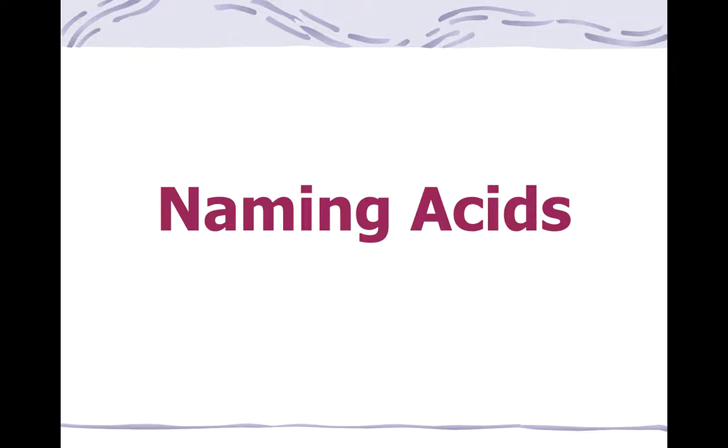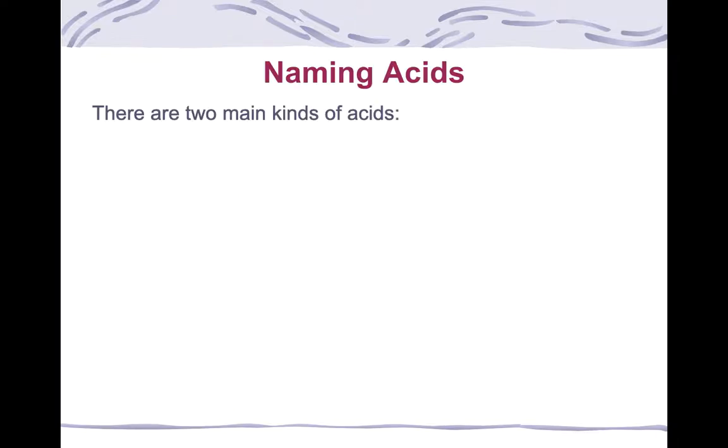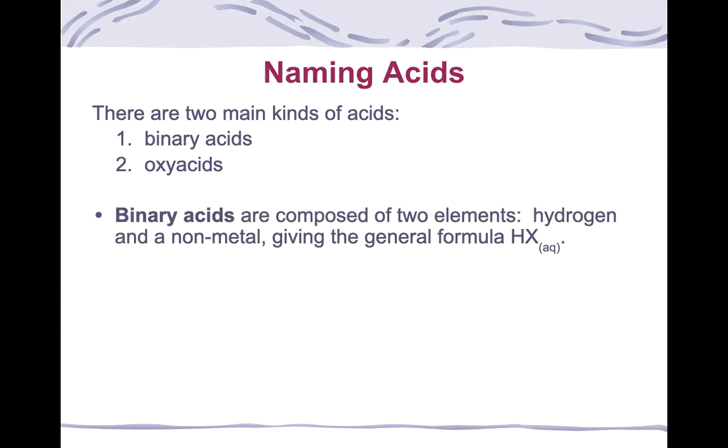So let's talk about how we can name acids. There are two main kinds of acids, the binary acids and the oxyacids. The binary acids are composed of two elements. One of them is going to be hydrogen, since it's an acid, and a nonmetal, giving a general formula HX. And they're aqueous because they're acids. They become acids once they've dissolved in water. Some examples, HCl and HF are binary acids.